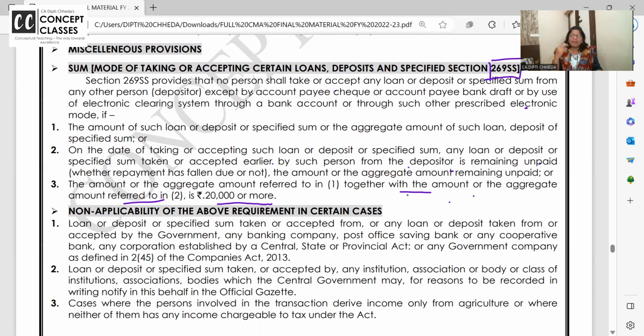Some of you may be thinking, ma'am, we have studied something similar in the business head also, that we cannot pay anyone above 10,000 on a single day for revenue or capital expenditure. If paid above 10,000, the whole expenditure is disallowed. This is, you are taking above 20,000.